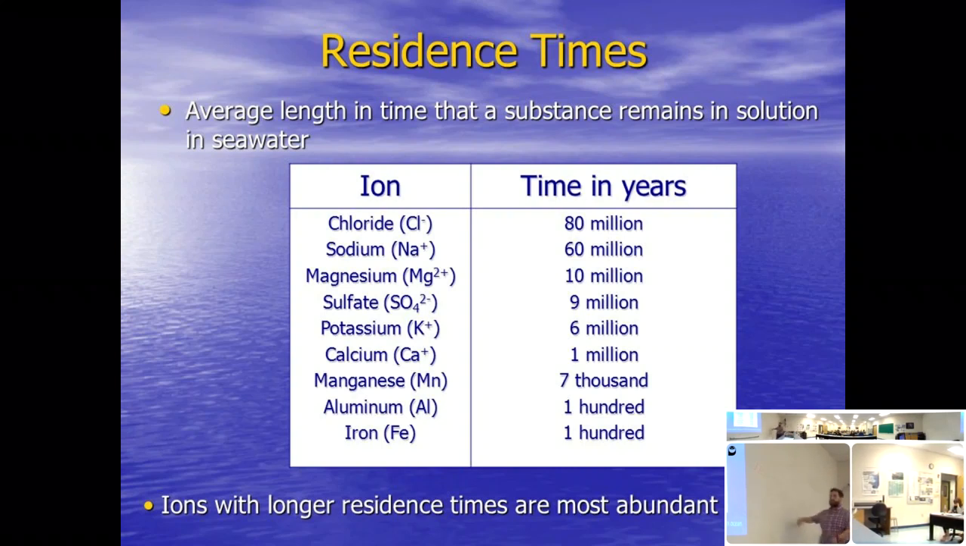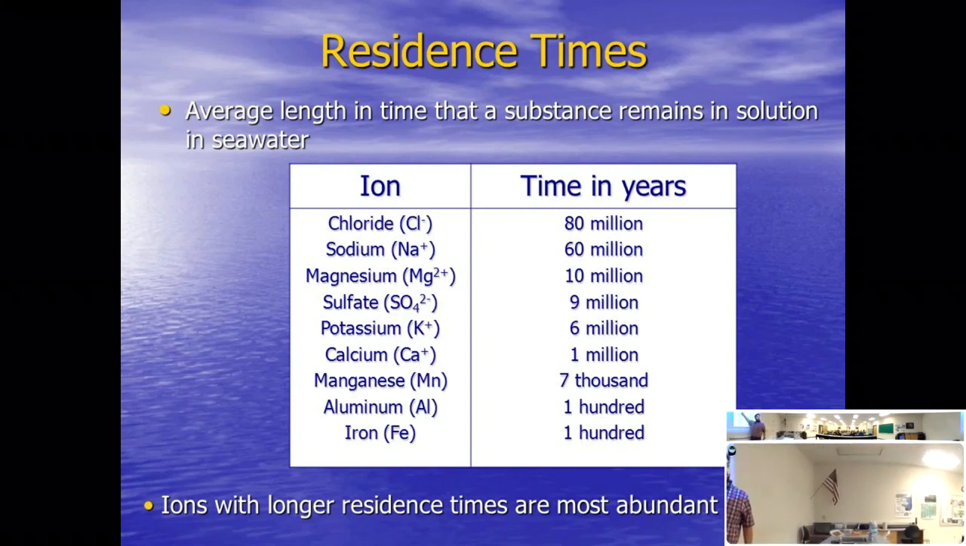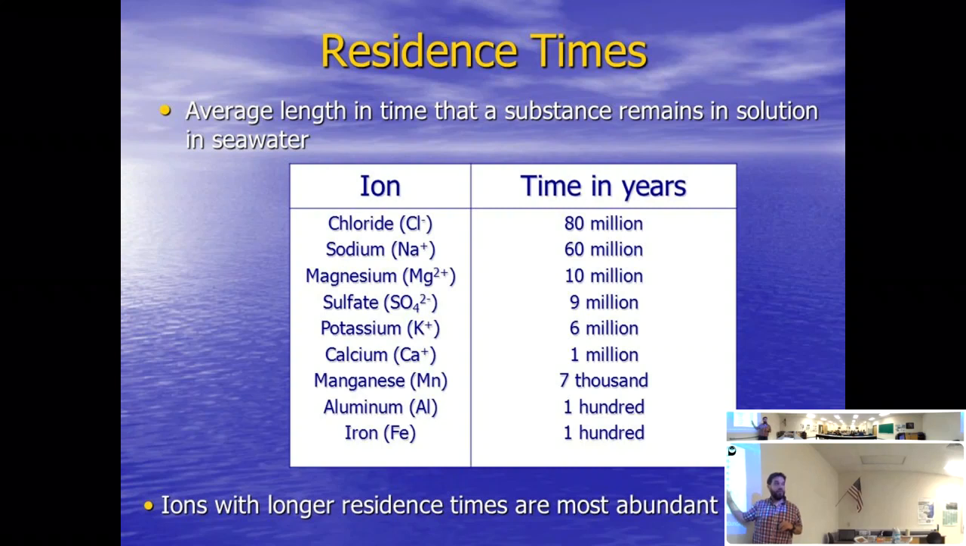But if the residence time of a particular chemical constituent is very long compared to the mixing time, it means that those are going to be completely well mixed into the ocean, and Forchhammer's principle is going to apply, and those are going to be totally equal wherever you go in the ocean, okay? And you'll notice that most of the chemical constituents in the ocean have residence times that are much longer than the mixing time of the ocean. Is that all clear to everybody? Okay, so that's why Forchhammer's principle works.